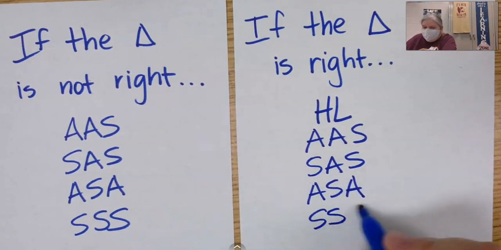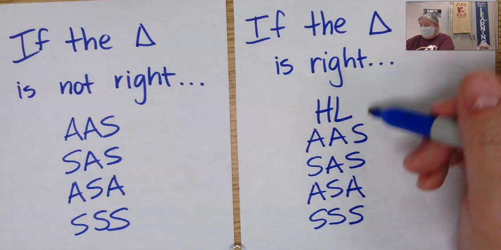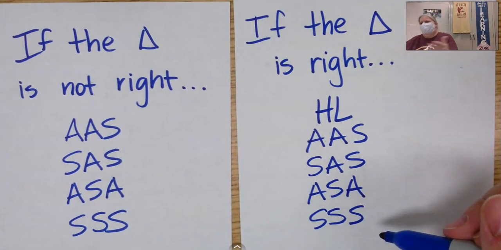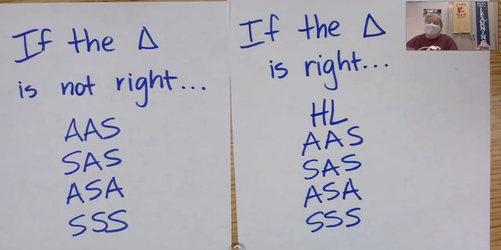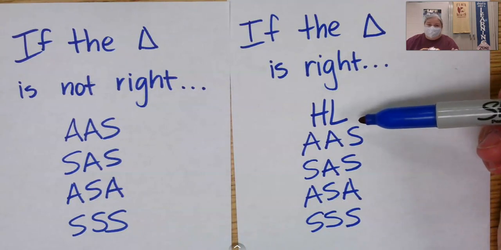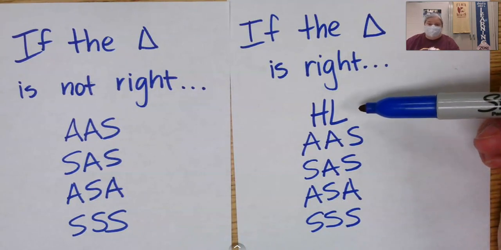All that having a right triangle does is expand my options. It does not narrow it down. It doesn't say, oh, okay, it could only be this one. It actually says, now you have 5 choices instead of 4. Because there are 5 triangle congruence postulates and theorems, but one of them only works if both triangles are right triangles.